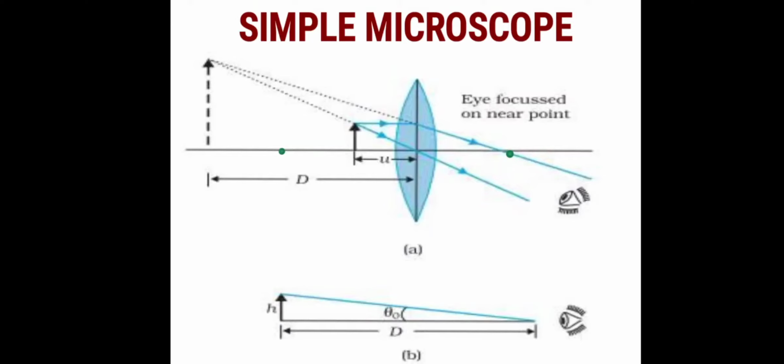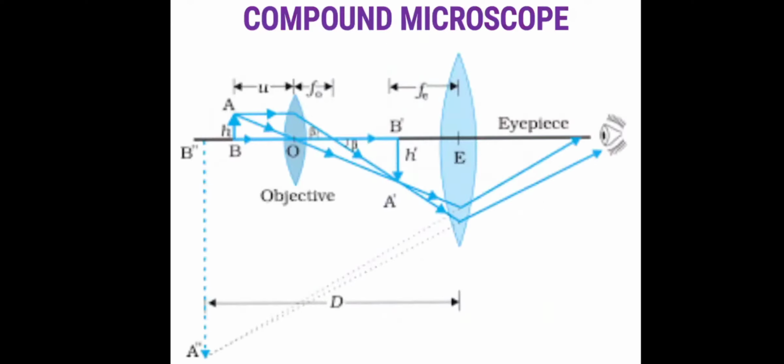The next concept is a compound microscope. See, this is the compound microscope. As shown in the figure, first we need to know what is meant by a compound microscope. A compound microscope is an optical instrument used for observing highly magnified images of tiny objects.